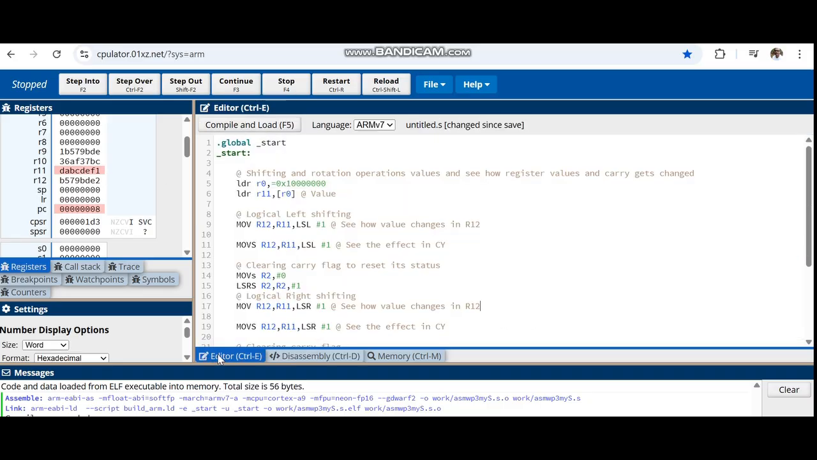Now let us see the next instruction. MOV R12, R11, LSL #1. So let's see how the value in R12 changes. So logical shift left by 1 bit to the left. That is what we are supposed to do. So please do that in your notebook so that you will be able to understand. Then we can cross verify the answer.